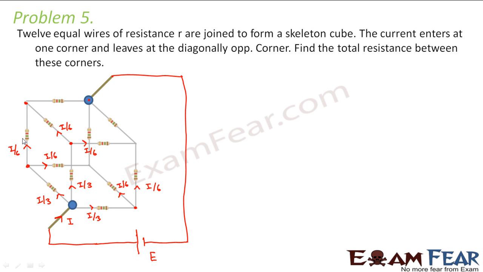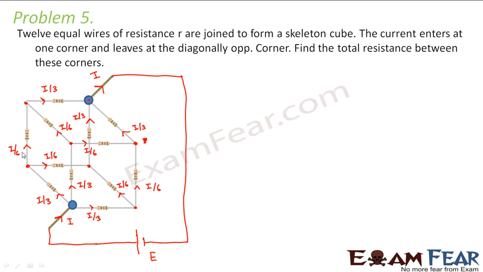Now at this point I by 6 and I by 6 will join together to form I by 3. Similarly at this point I by 6 and I by 6 will join together and form I by 3. Similarly, at this point, I by 6 and I by 6 will join together and form I by 3. So I by 3 and I by 3 will join together and form I, and this I will go back to the battery. So this is your current distribution. I had explained this current distribution in the previous lesson as well.